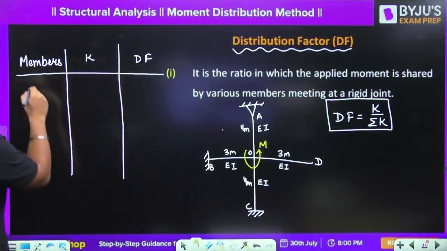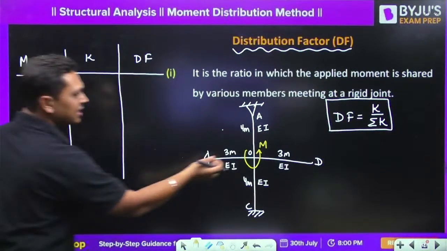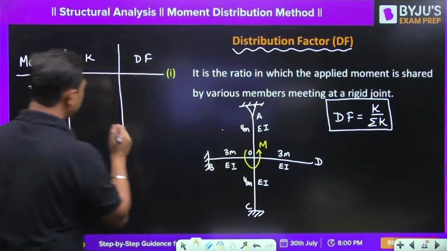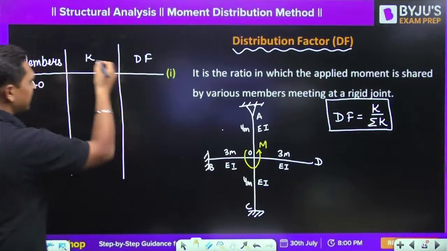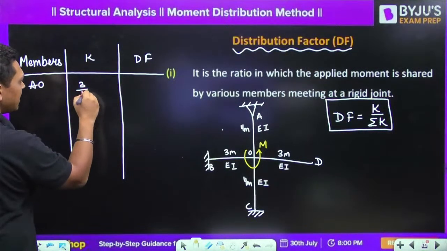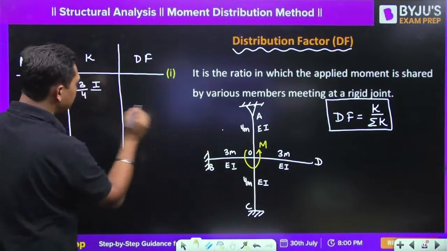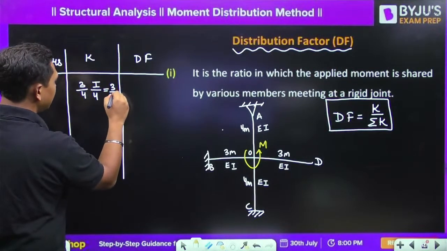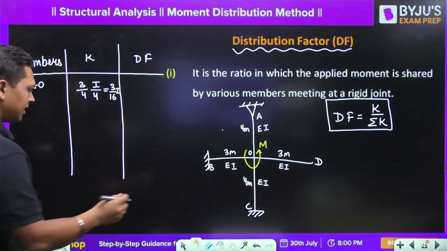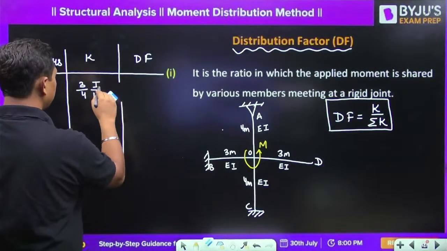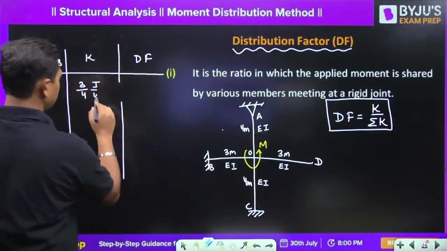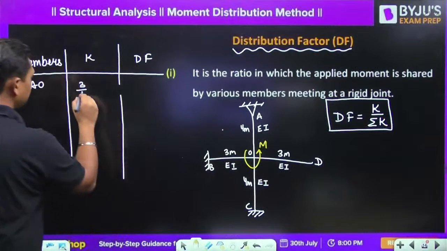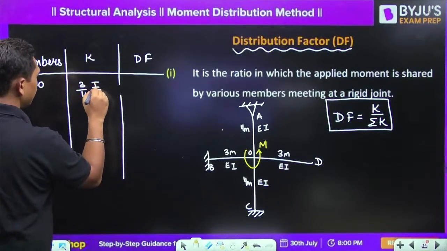If I talk about member AO, in this, the far end is pinned in this case. So when the far end is pinned, the stiffness factor is 3 by 4 I by L. So I divided by L is how much? 4. So it comes out to be equal to 3 by 16 I. Okay. Let us keep it like this only. We will do the calculation later on. Alright. So 3 by 4 I by 4.